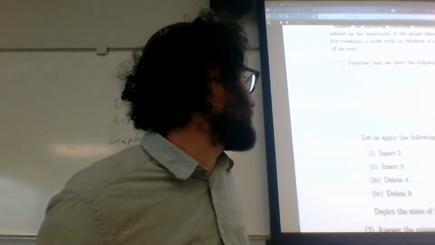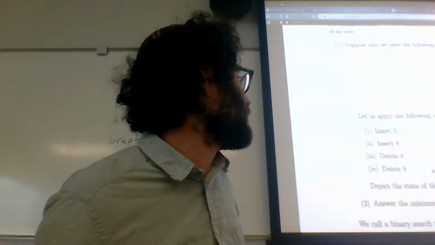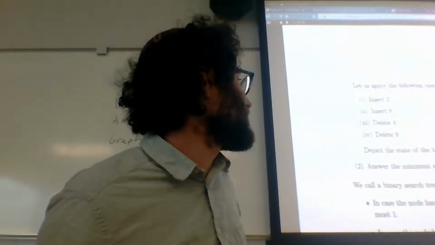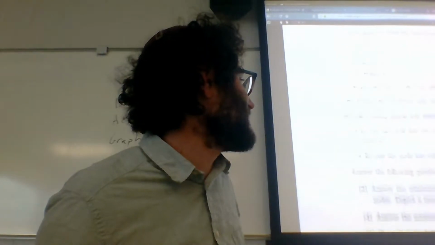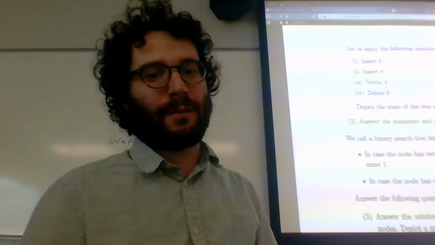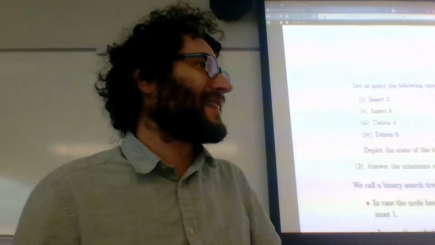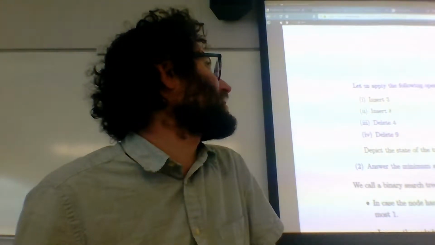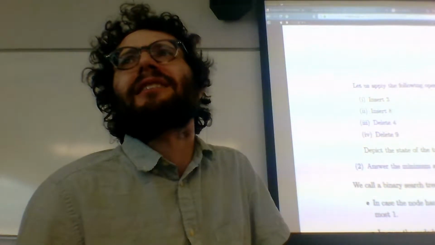Let us apply the following operations to the above tree: insert 3, insert 8, delete 4, delete 9. What are the minimum and maximum heights of the binary search tree with n nodes? I assume they're talking abstractly about what the minimum and maximum heights are. The biggest height for a binary search tree is when we turn the entire thing into a linked list, then it would be of height n. And the smallest height would be logarithmic.